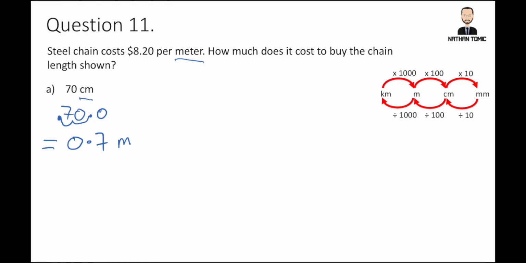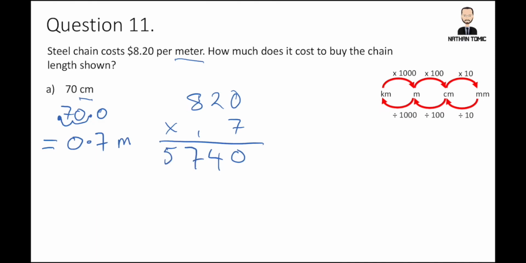So what we'll do here is we'll multiply $8.20 by 0.7 metres. So we've got 0.7 metres we need to get, but it costs $8.20. To multiply decimals, we can start by just ignoring the decimal point. So we have 820 multiplied by 7. So 7 zeros are 0, 7 twos are 14, and 7 eights are 56, plus the 1 is 57.